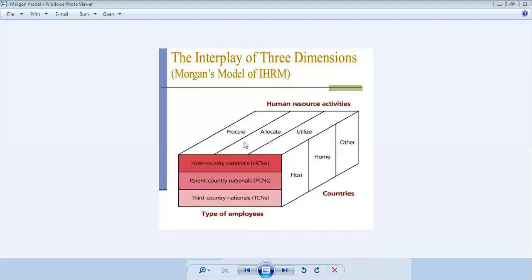Now we have host, home, and other countries. Similarly, the host country is the country where we have the subsidiaries. The home country is the parent country, and the other country is one where we have neither operations working there nor the headquarter, but some other countries. Hope the model is clear.